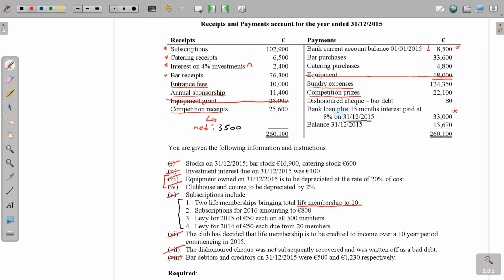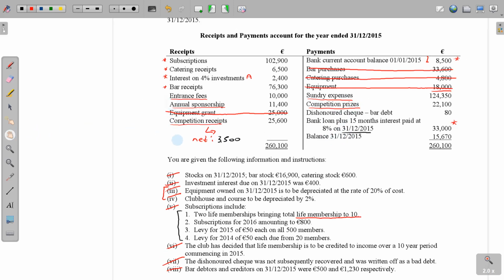Catering, and we've already dealt with bank loan, dishonoured cheque. So because we've done catering receipts, we don't actually need to input this because that is already accumulated over here in catering receipts. Same with bar purchases, that doesn't need to go in because we've got a net figure over here. Let's say the loan doesn't need to, but loan payments do, and that should be enough. Now, the sundry expenses is something that we just have to have a quick look at.